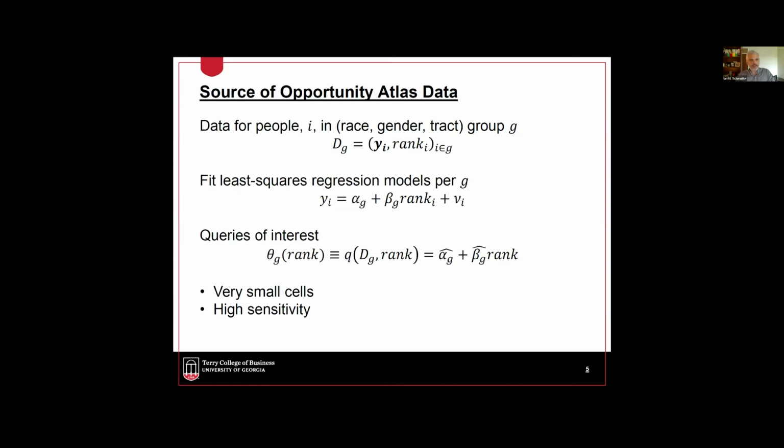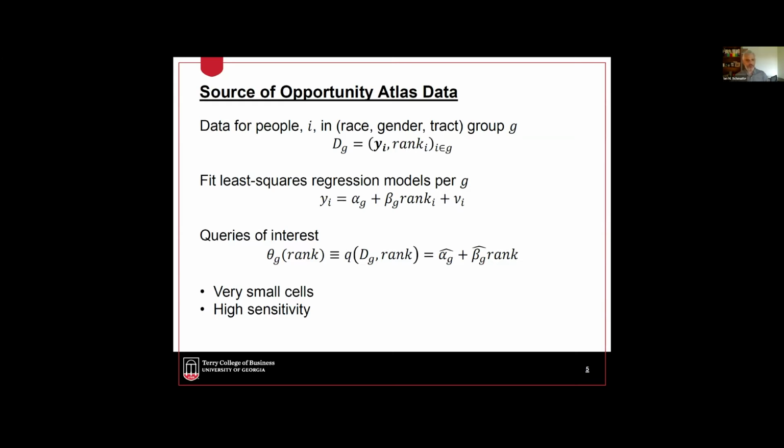And then the queries that they're interested in, the things that they're publishing, the things that they want to get out and put into the Opportunity Atlas are essentially just predicted values at each income rank, in particular the 25th percentile, the 50th, and the 75th. Okay, so those are the queries of interest. And now here's the issue. These are very small cells.